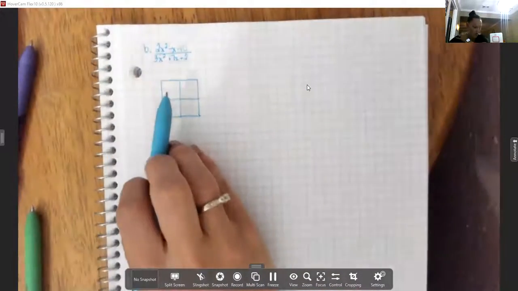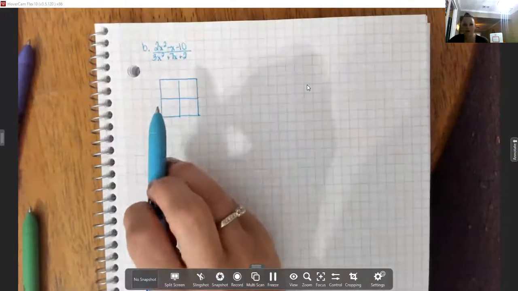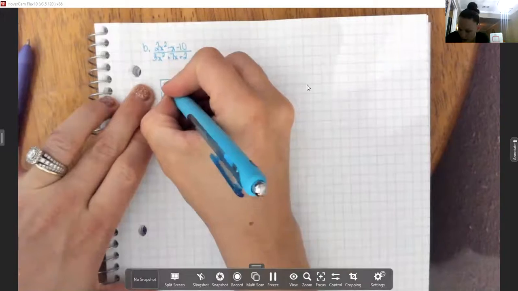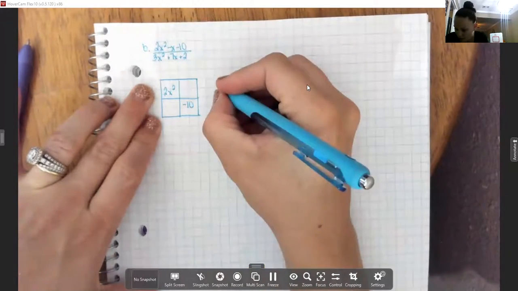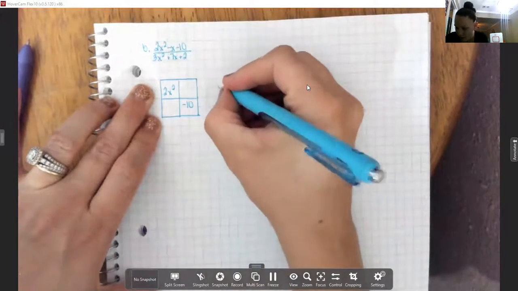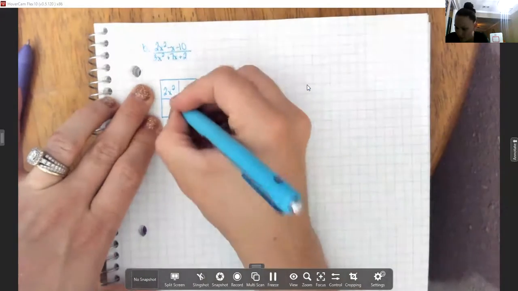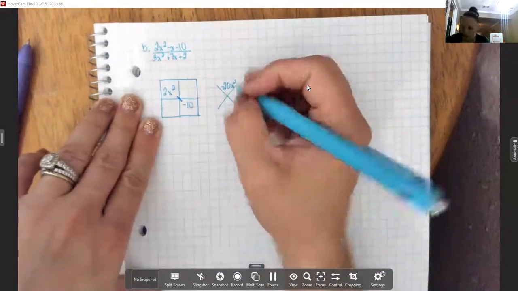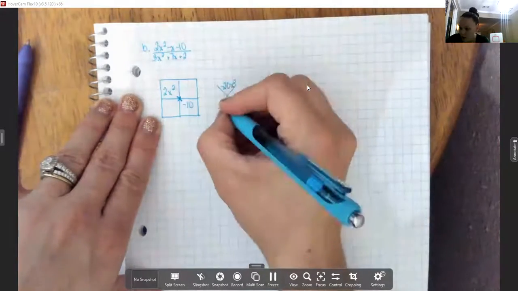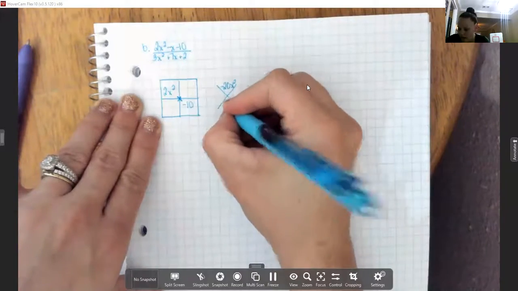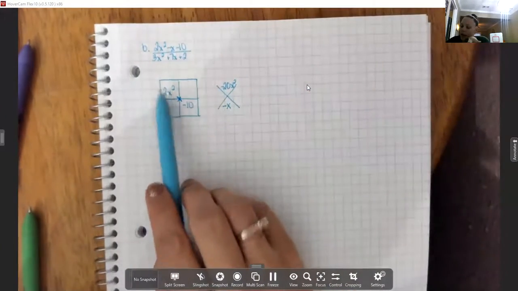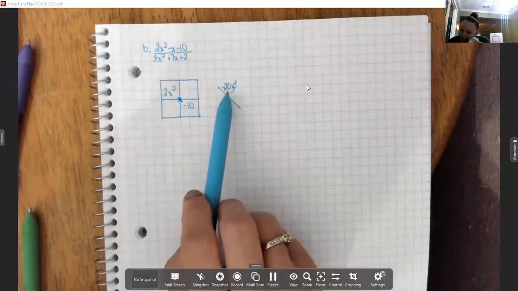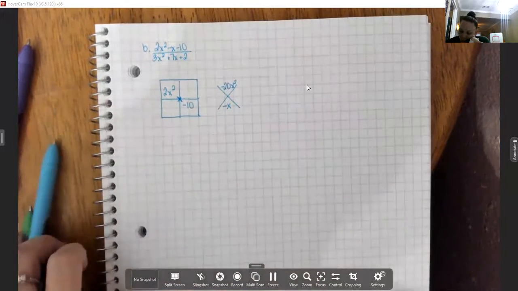So I'm going to factor my numerator first. It doesn't matter which one you do first. So I have 2x squared and -10. If I'm using a diamond, the top part is -20x squared, which again, if you multiply your diagonals here, it's -20x squared. The bottom of my diamond would be -x. So you're looking for two numbers that multiply to -20, but add up to -1. So what two numbers have a product of -20, but a sum of -1?